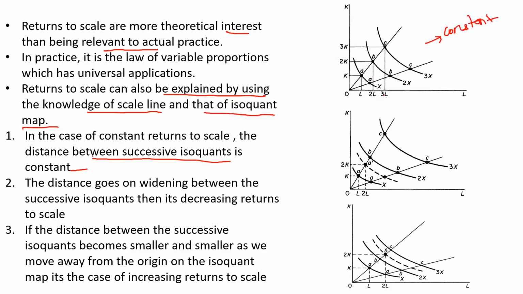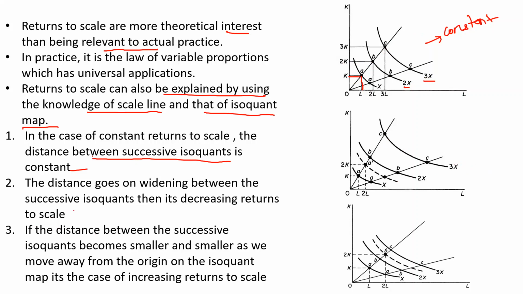You can see here, the distance between the two isoquants, or successive isoquants, is constant. Now suppose this is the initial input level. Now the input level has doubled, 2k and 2l. So output has also doubled, that is 2x. Likewise, when it is tripled, the output is 3x. So likewise, we have seen this is the constant return to scale.